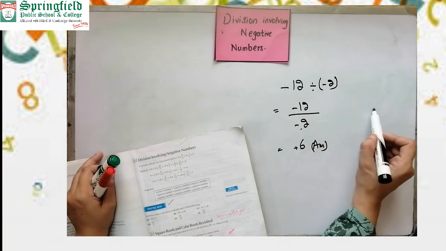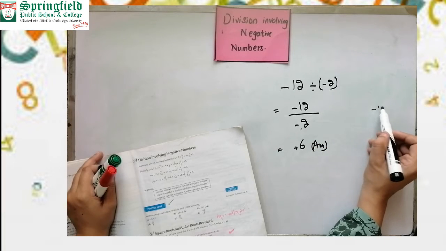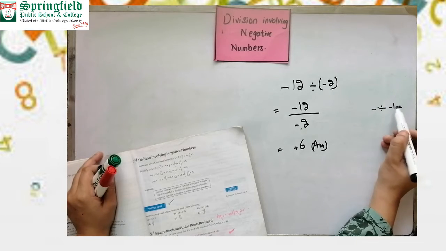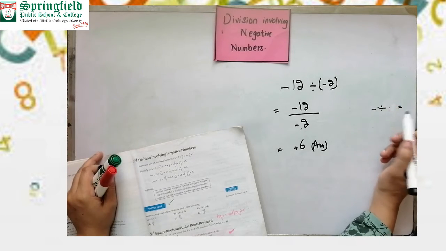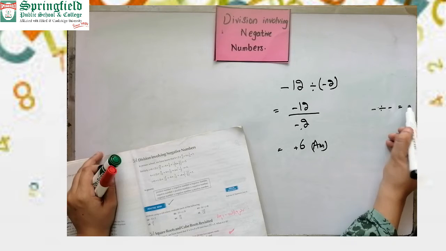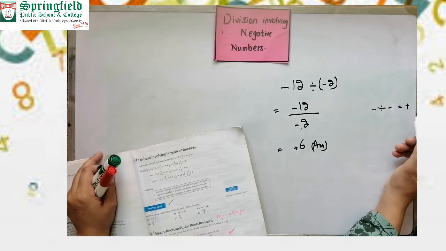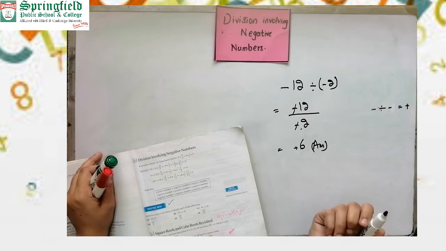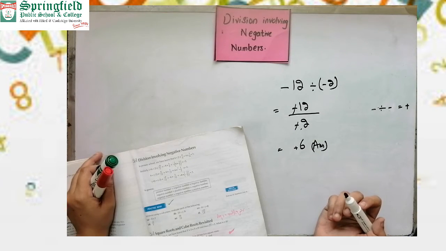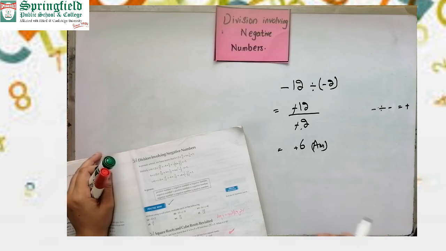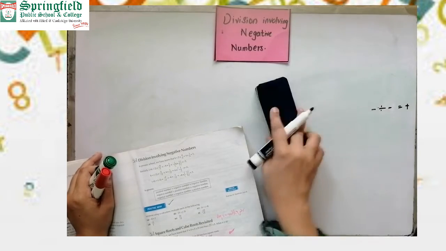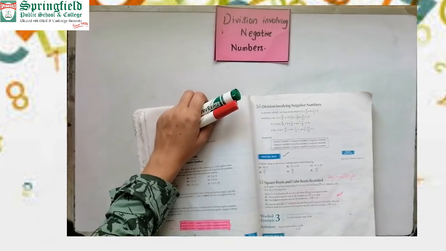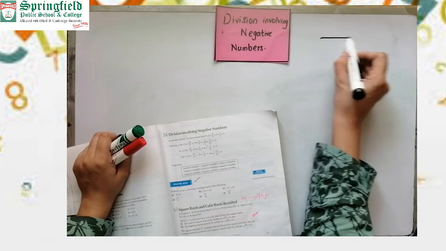When a negative number is divided by a negative number, the answer will be in positive form. Understood? So you can cancel minus with minus sign, simple. So plus 6 you will obtain as the answer. Understood, beta? Okay, now come on the practice now questions. Page number 40.